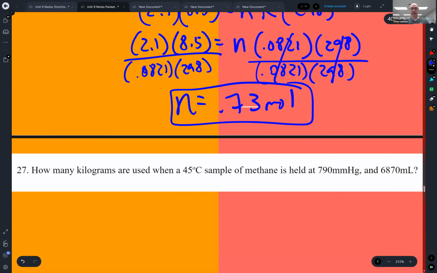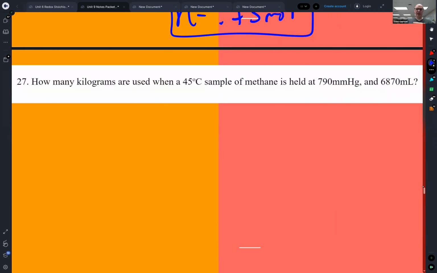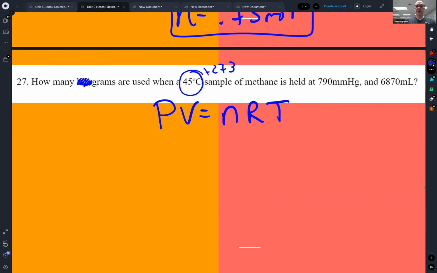All right, let's move down to 27. Another example problem. This time I'm not told what those units represent, but I do know I'm starting with PV equals nRT. Also, I want you to notice that all of these units are not what they need to be in. For example, 45 degrees Celsius, I need to convert that into Kelvin. So 273 plus 45 gives me 318.